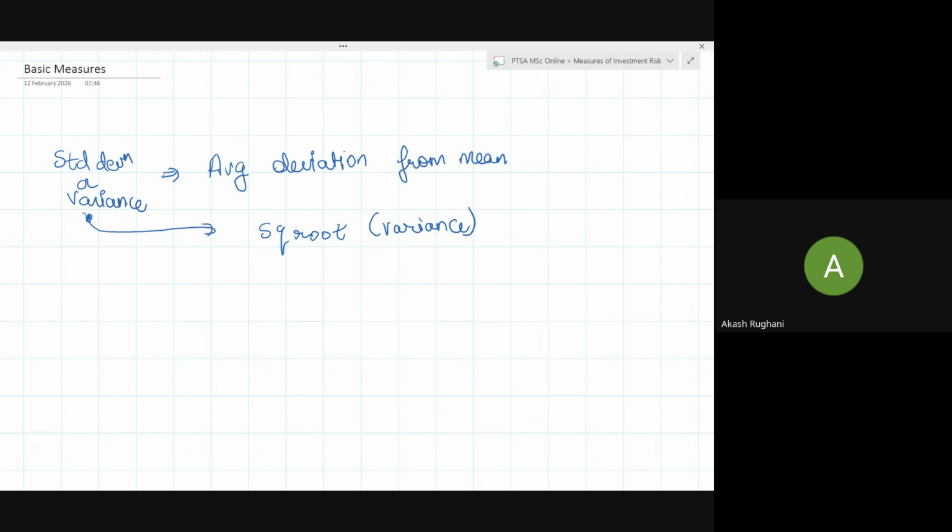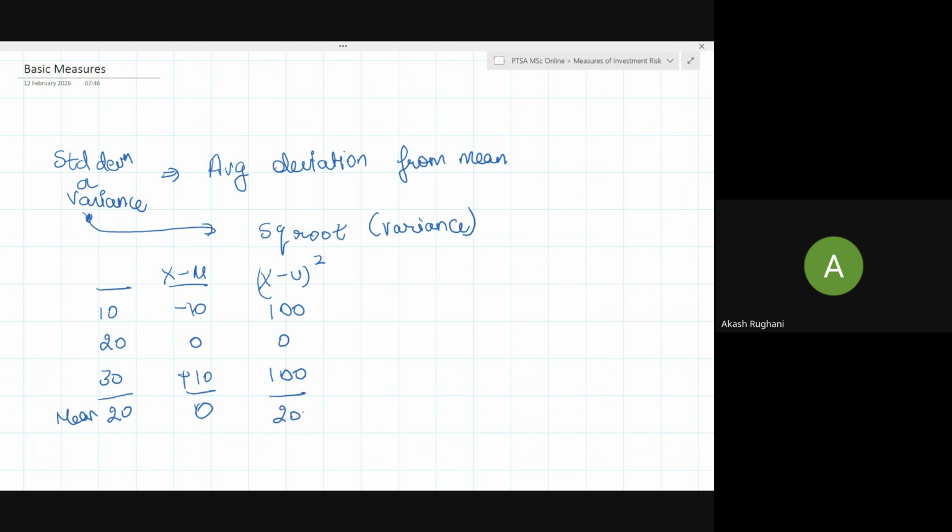So just to elaborate with a very simple example, let's say 10, 20, 30 is my data. 60 divided by 3, so 20 is my mean. If I do x minus mu, 10 minus 20 will be minus 10, 20 minus 20 will be 0, and this will be plus 10. So it will always be 0. In order to solve this problem, we do the square. So it becomes 100, 0, 100, 200, and then I take the root.